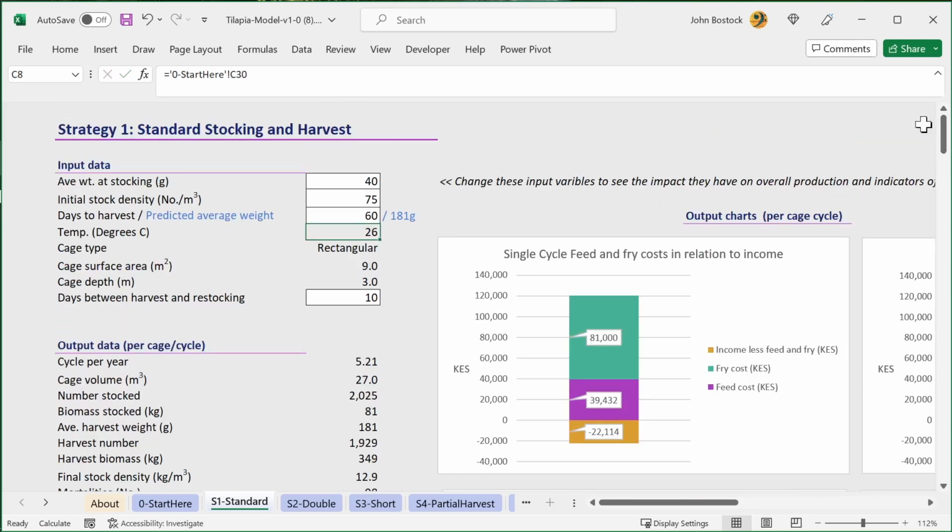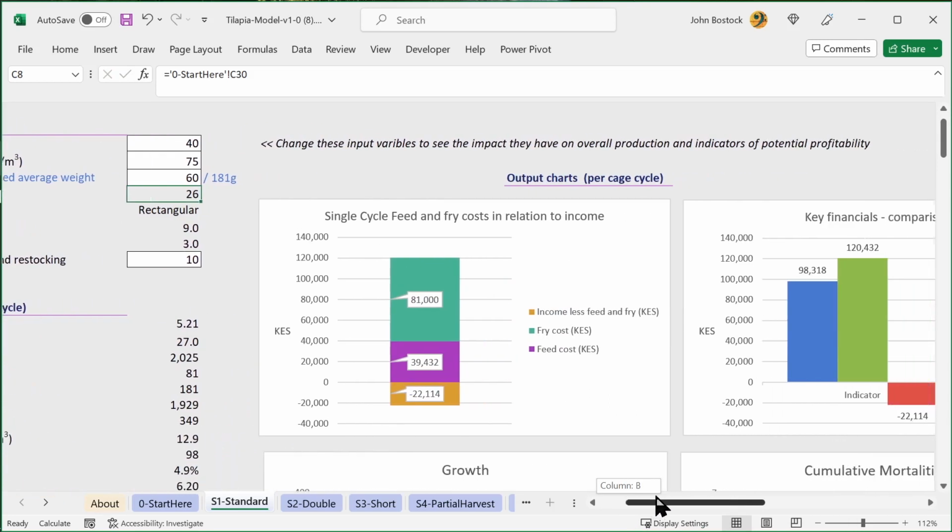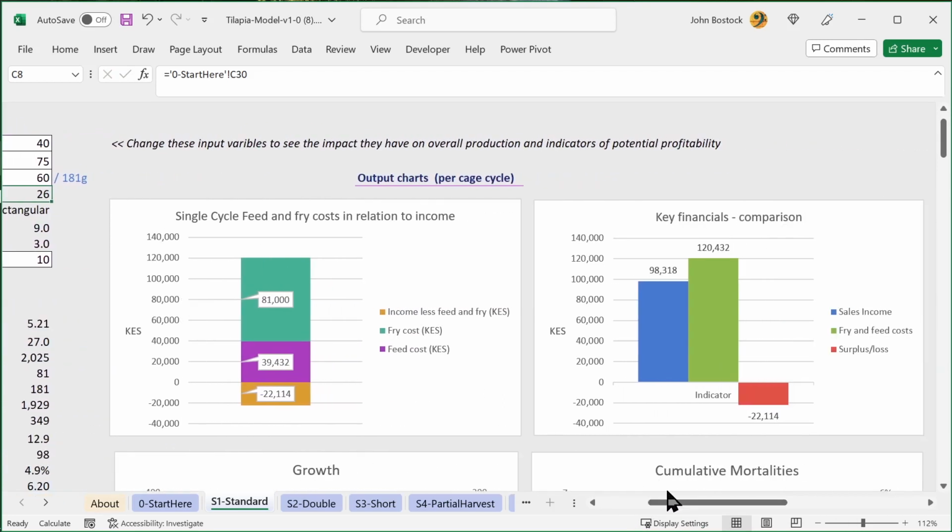The second chart combines fry and feed costs, but also shows the 3 main indicators, sales income, fry and feed costs and surplus margin, side by side for comparison. Again, if there is a loss rather than a surplus, this is shown below the 0 line.